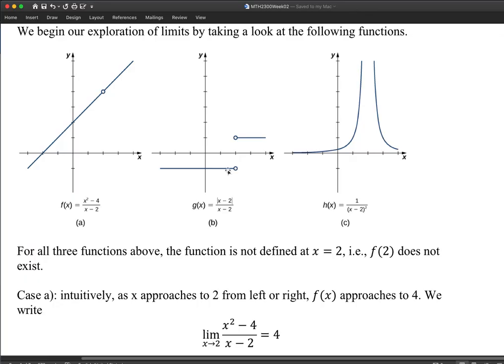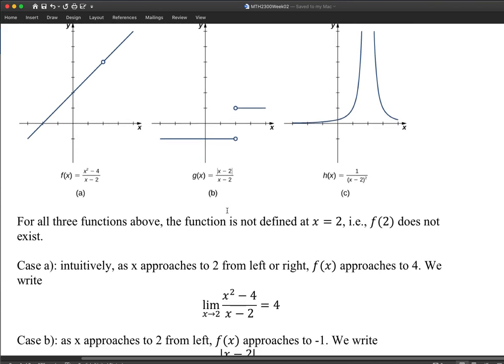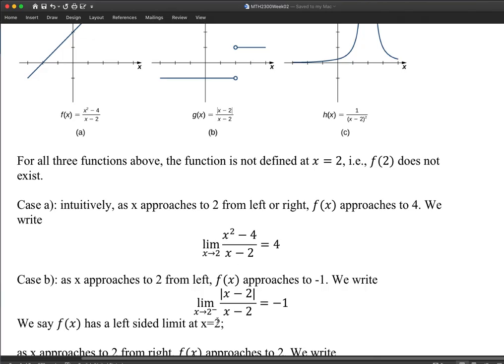Basically we can see the pattern: as x approaches 2, everything is being pushed into this empty circle. We write the limit in this fashion, x approaching 2 from the left, x approaching 2 minus, which means to the left, and it is pushing to the lower part of the empty circle, which has a y value of -1. So we say the left side limit is -1.